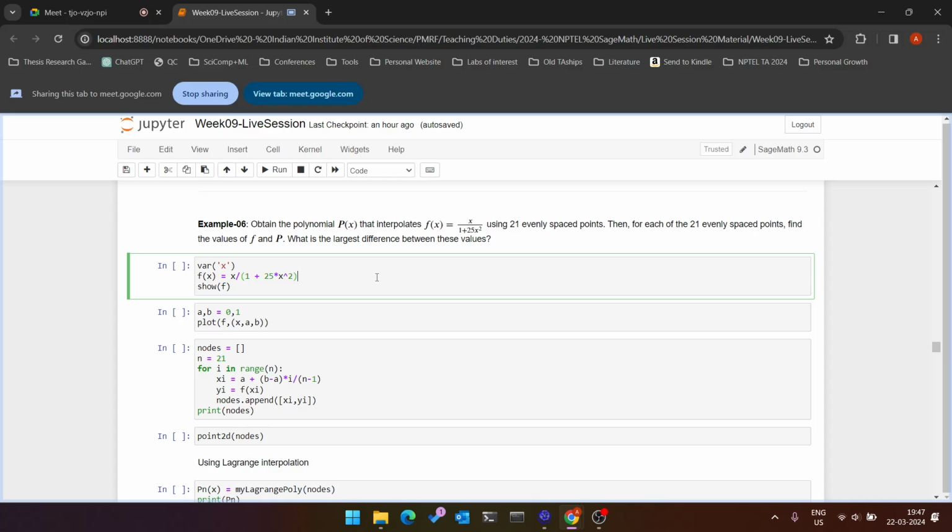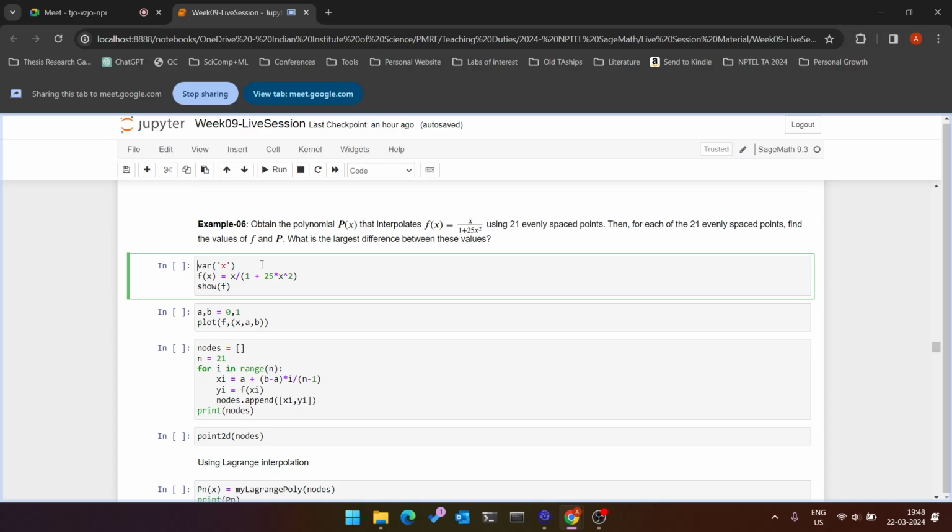So 21 evenly spaced points, right? We already sort of expect, because this is an interpolating polynomial, if everything is correct, the interpolation at specified points should match the exact value, driving the error down to 0. But before we go there, let us see this.